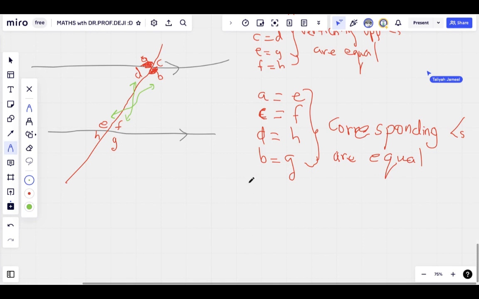Okay? So we say angle B equal to angle E, and angle D equal to angle F. Why? We give the reason, because they are alternate angles.